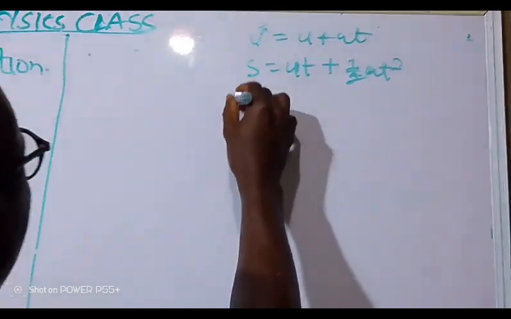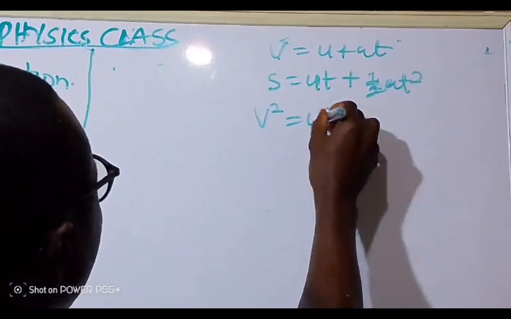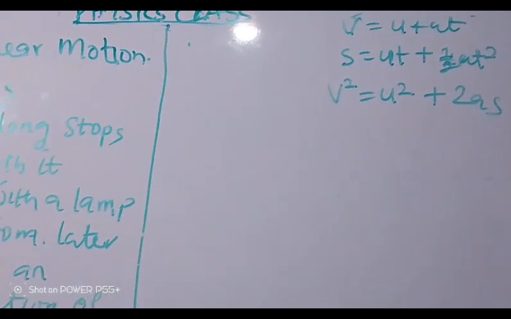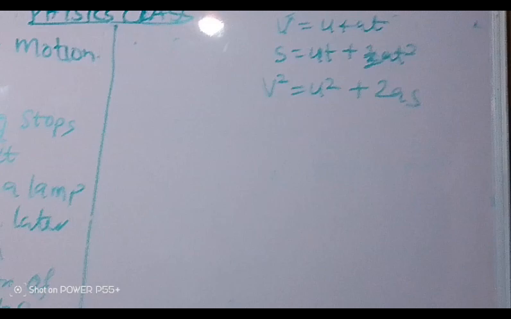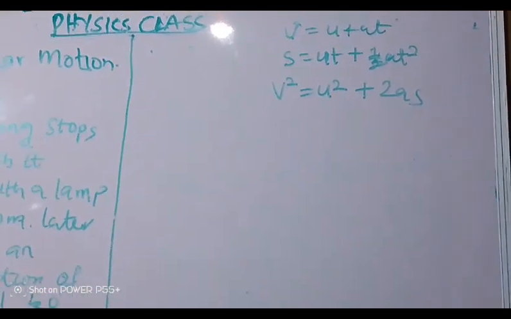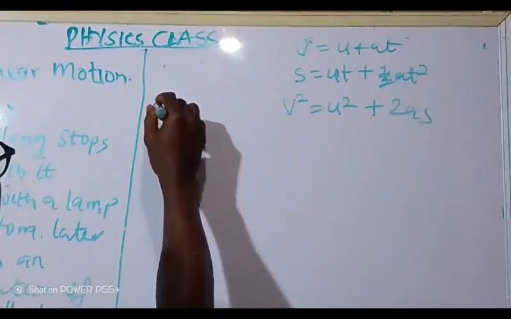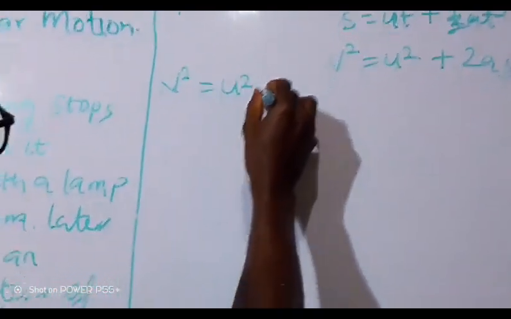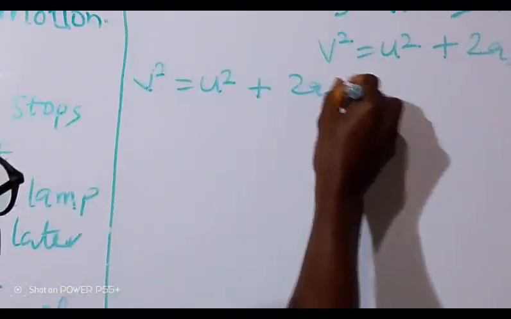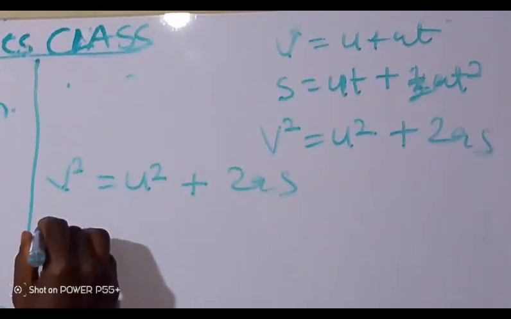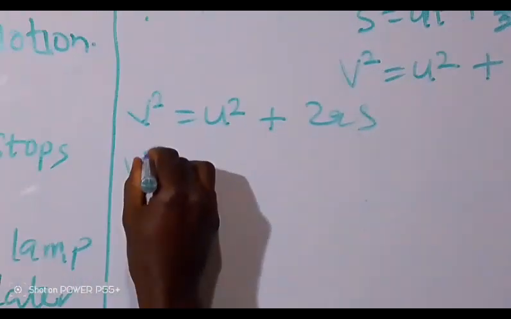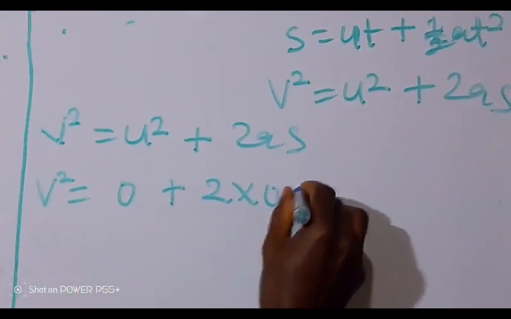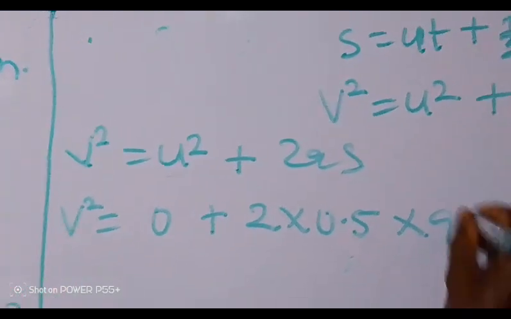Then equation 3, v squared is equal to u squared plus 2as. Under this, we need v. Time is not given, so equation 1 and 2 are not useful. So we are going to apply equation 3 by saying v squared is equal to u squared plus 2as. Our v is requested to be calculated. So v squared is equal to 0 plus 2 multiplied by 0.5 multiplied by 90.